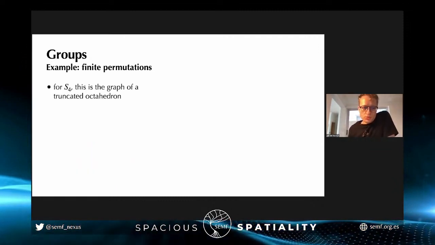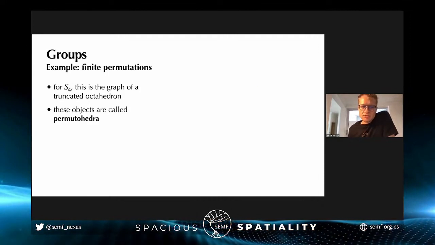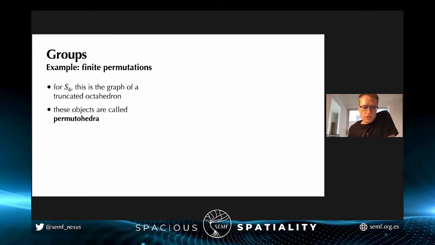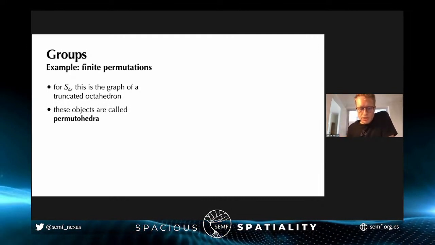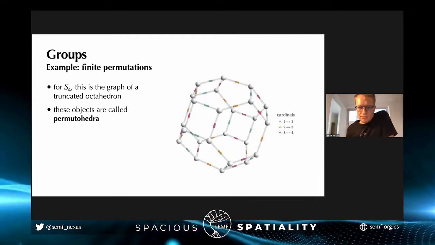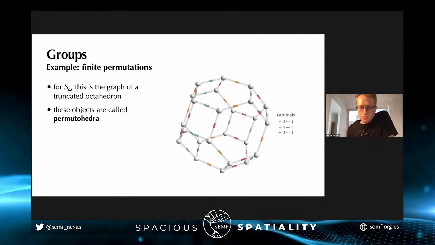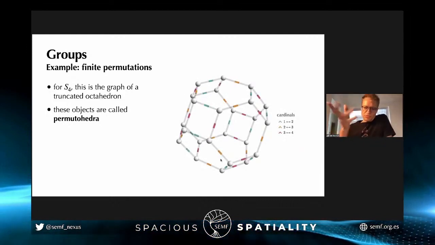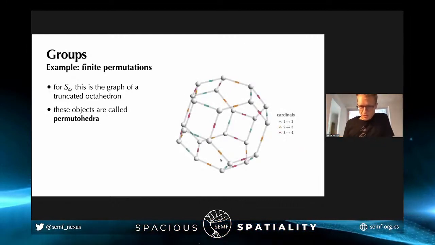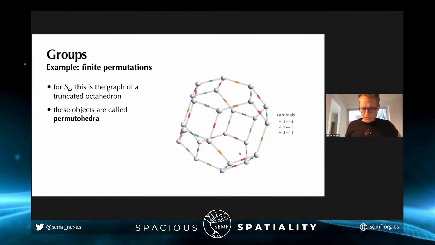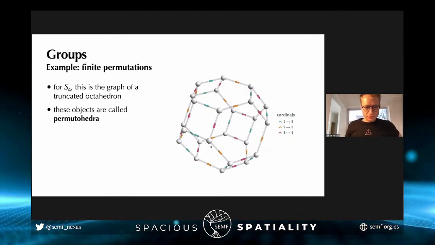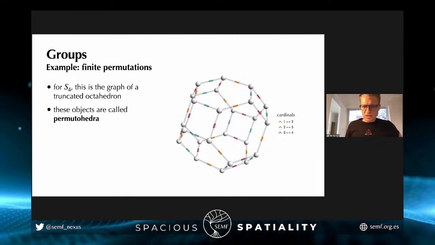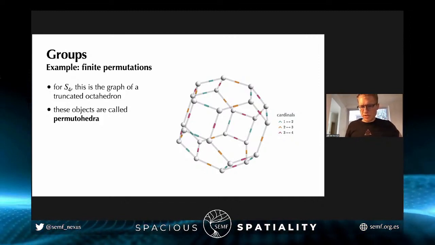For S4, where you're acting on lists of length 4, you get what's called a permutahedron. In fact, all of these are called permutahedra. But this one is a particularly interesting example. You have to really see this rotating in 3D to get the full effect, but you can notice that it's made up of hexagons and squares that are glued together in a complicated way. I think it's a truncated octahedron, but I might be wrong about that.